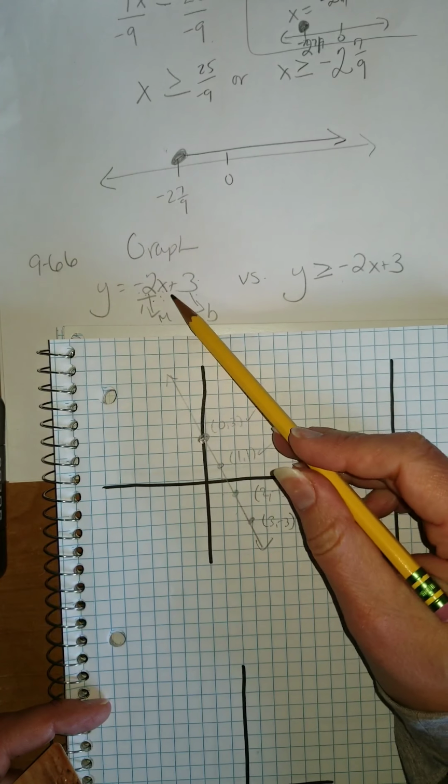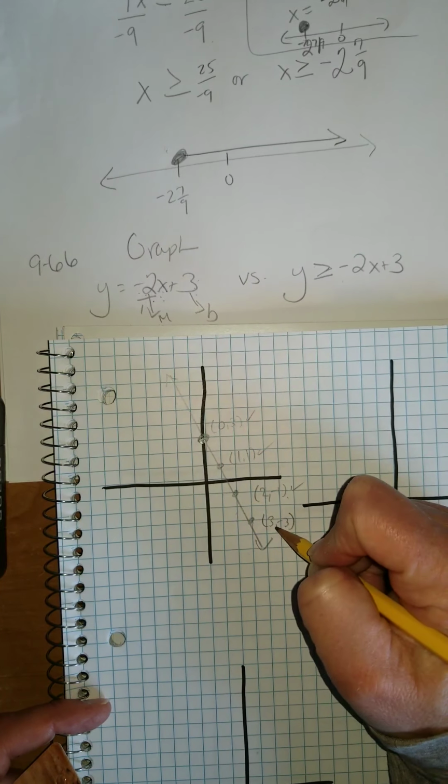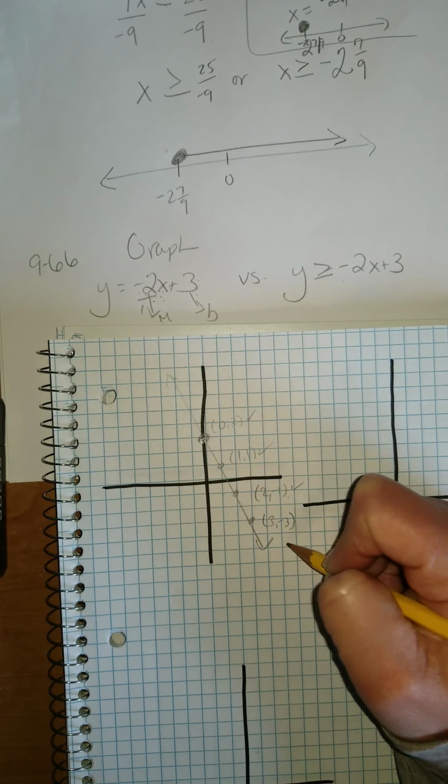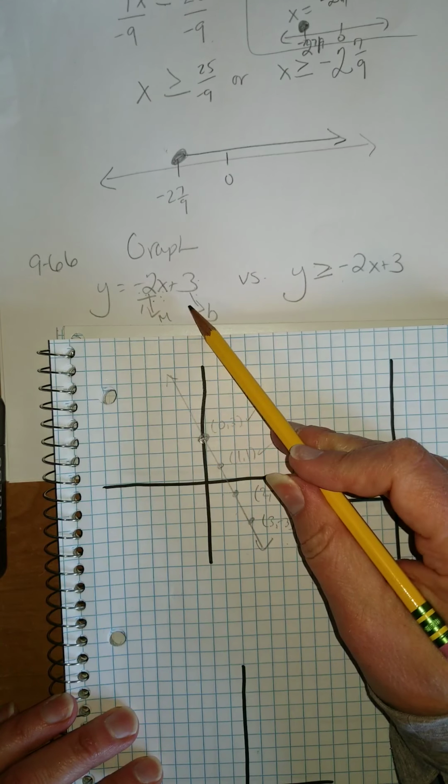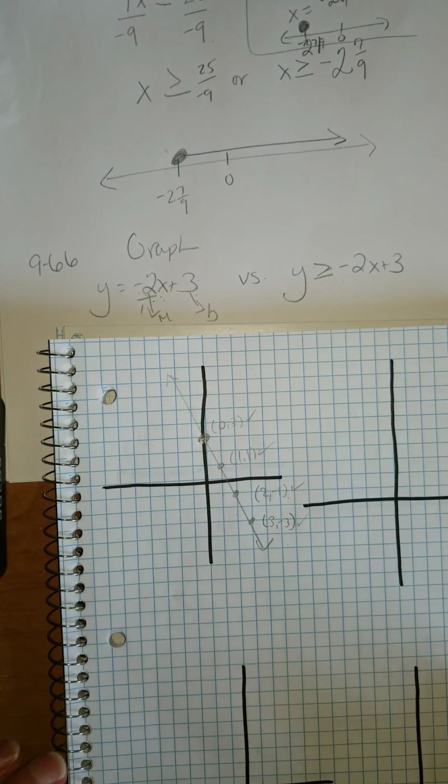Negative 1. Negative 2 times 2 is negative 4, plus 3. That's negative 1. And again, this guy, if I put 3 in for x, what is my y? Negative 3. Negative 2 times 3 is negative 6, plus 3. That gives me negative 3. That checks. So every single point on that line is an answer for it.